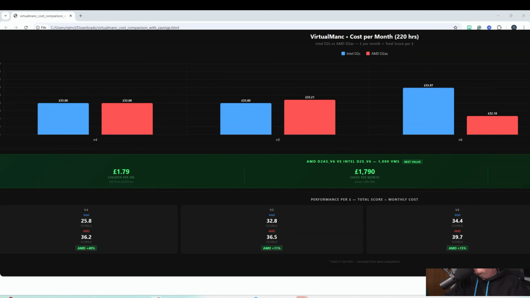Now, for the V7 VM, I couldn't do any direct comparisons, obviously, because the pricing for the V7 Intel VMs hasn't been released yet. So I didn't do a direct comparison there. But for the V7 VM, it's exactly the same price around that.